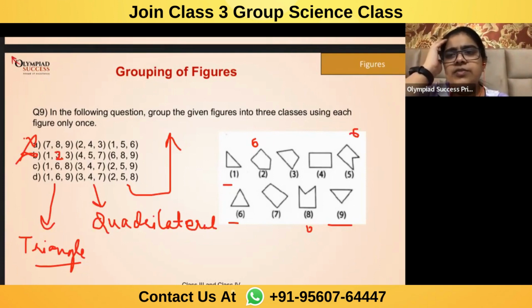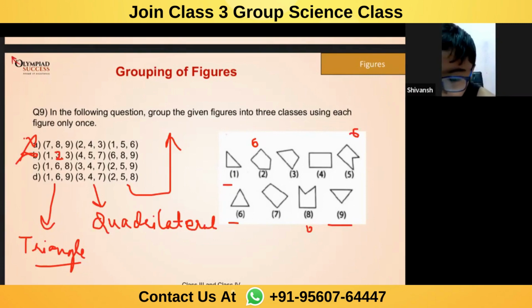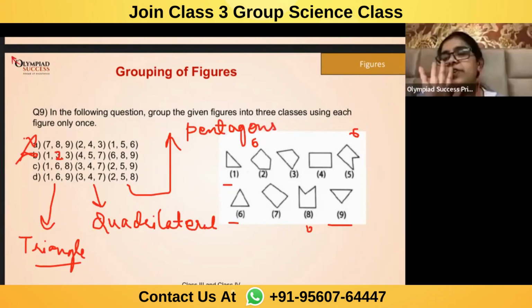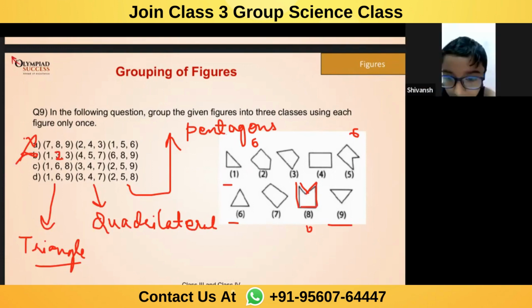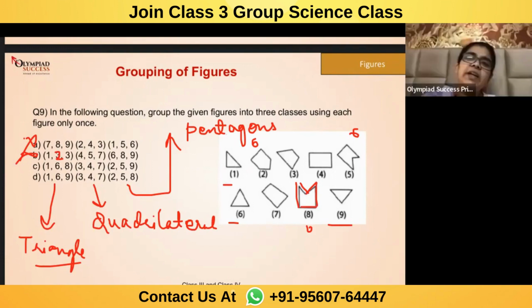And the last figure, last group: 2, 5, 8. Very good, Meera, Shivansh. Good, Leelagan. Ma'am, in 2, 5, 8, there are 5 sides. Count it and tell me. 1, 2, 3, 4, 5. 5 sides, no, Shivansh? Yes, sir. So all the figures with 5 sides are called pentagons.